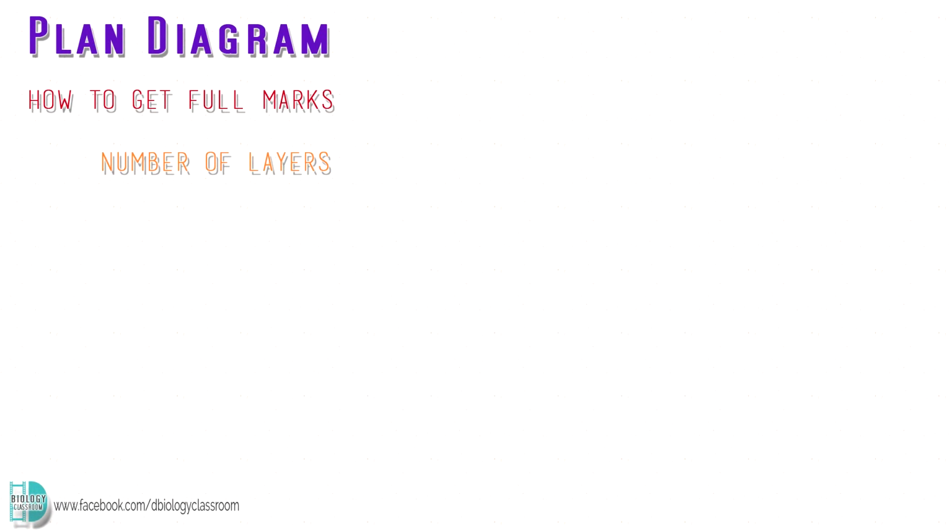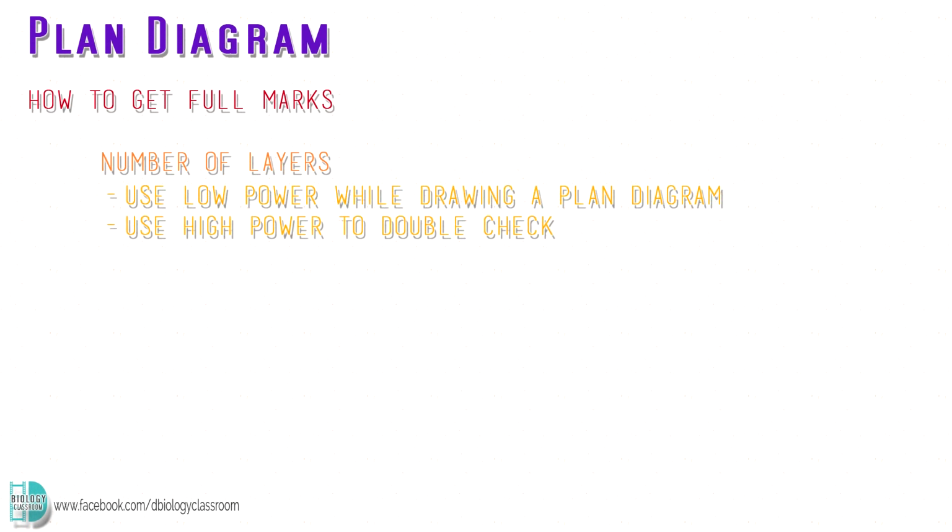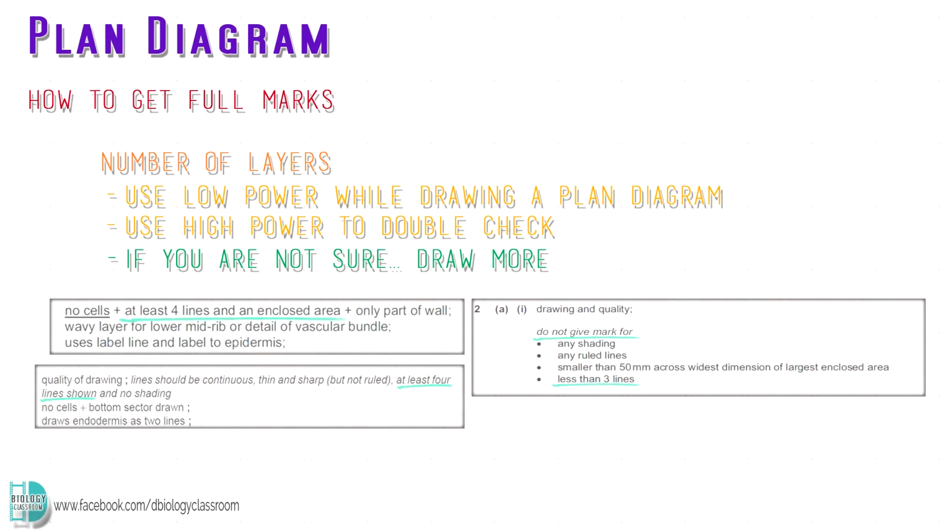Number 3, the number of layers in your diagram. You should use low power objective lens while drawing a plan diagram, but you can always use the high power lens to check and differentiate the tissue. Of course, the best thing to do is to identify the tissue layers precisely, but it can be very difficult, especially when it's something that you have never seen before. If you are not sure whether an area consists of one or more than one type of tissue, go for the latter. According to the marking schemes, if you want to get this point, you usually have to draw more than a certain number of layers, so just draw more.